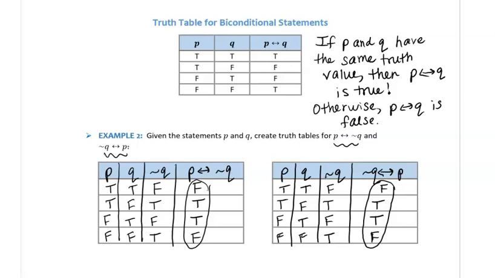Recall with conditional statements, if-then statements, however, order does matter. But we see here with biconditional statements that order does not matter. That double arrow signifies that it can go in either direction, or that it does go in either direction.